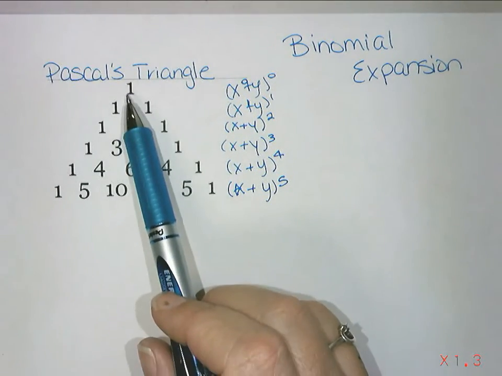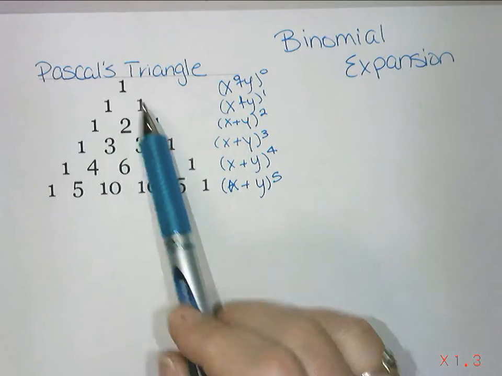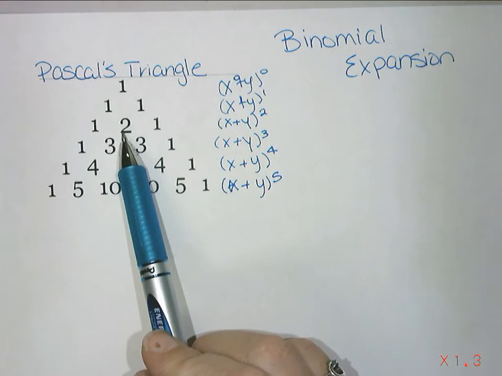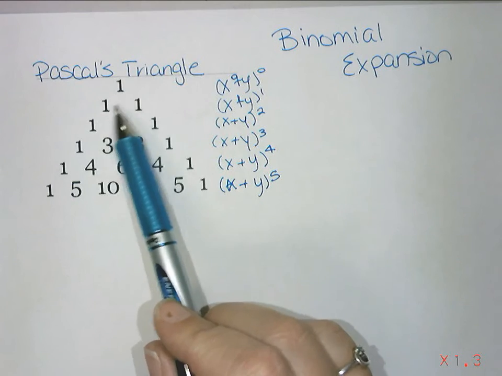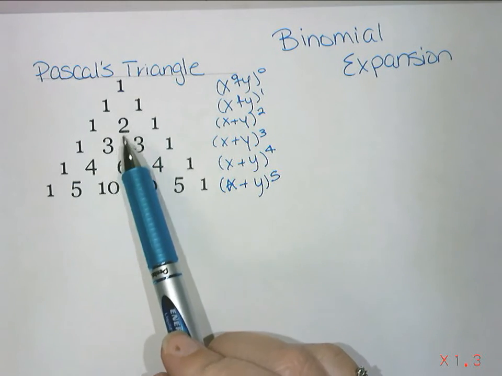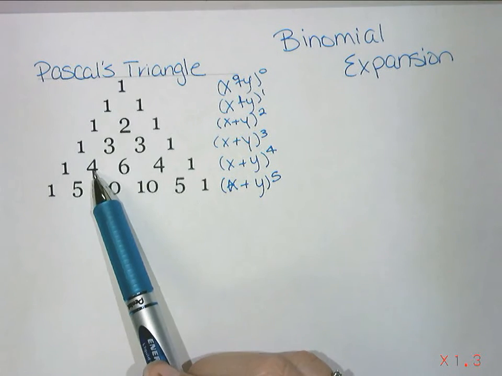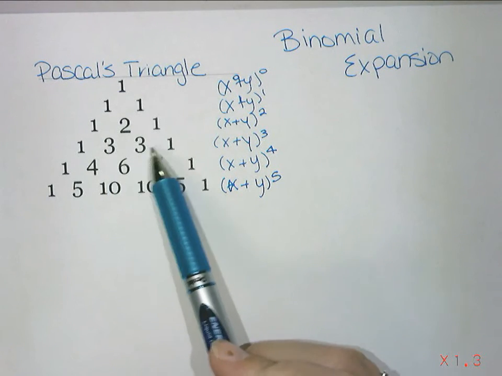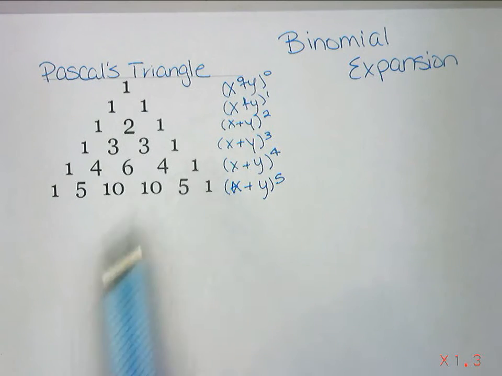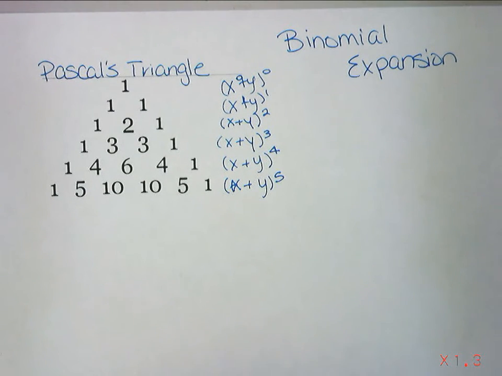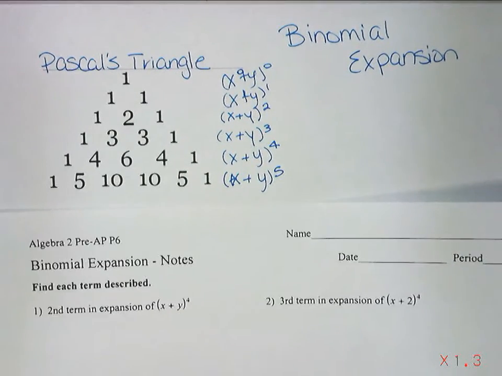For this triangle, you start at 1, and then both of these columns here are 1s. And then to get to this one, you're just going to add these two numbers. 1 plus 1 is 2. 1 plus 2 is 3. 2 plus 1 is 3. And then to get this row, we would do 1 plus 3 is 4. 3 plus 3 is 6. 3 plus 1 is 4. And then the 1 is always on the end. So that's Pascal's triangle. There's lots of different patterns within this, but we're going to be able to use this for binomial expansion.